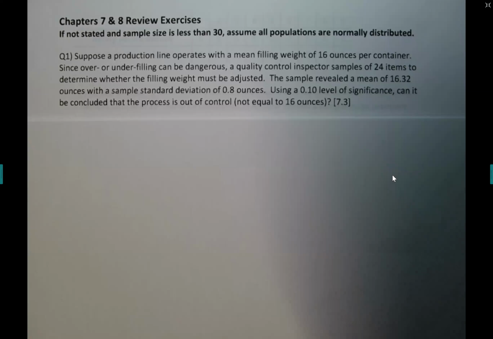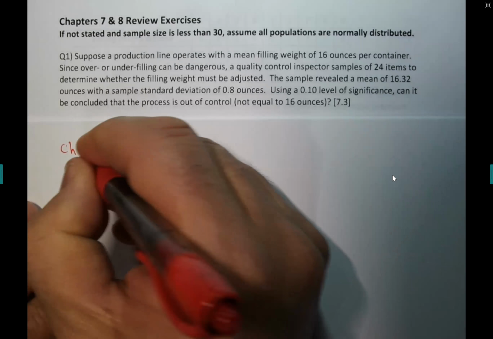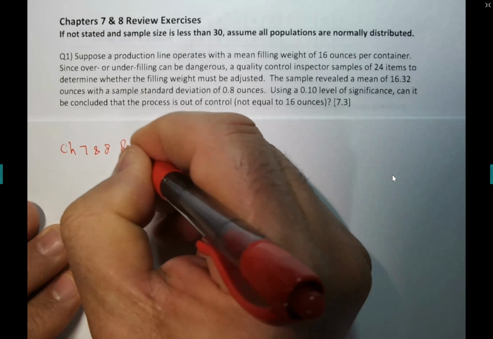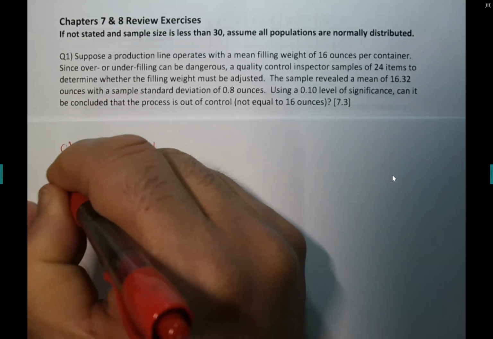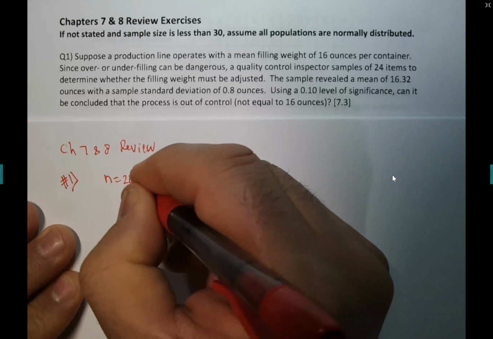Suppose a production line operates with a mean filling weight of 16 ounces per container. Since over or under filling can be dangerous, a quality control inspector samples 24 items to determine whether the filling weight must be adjusted. So N is 24. Chapter 7 and 8 review. We're doing number 1. N is 24.